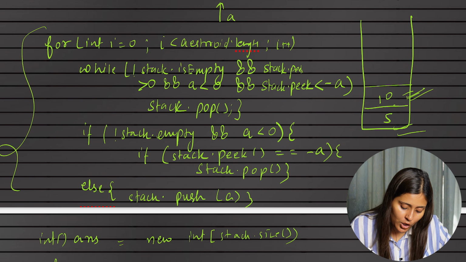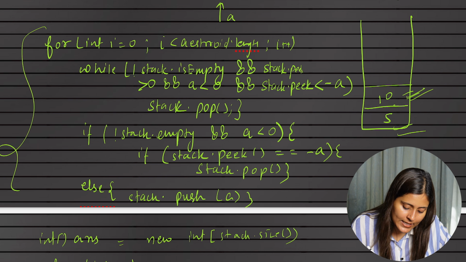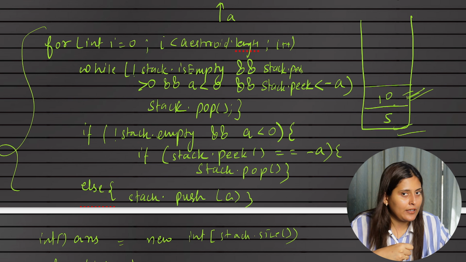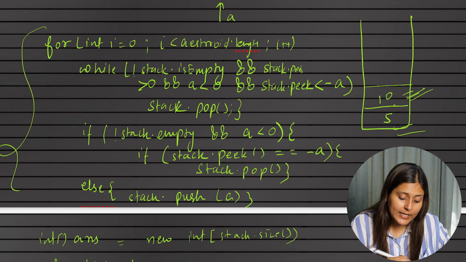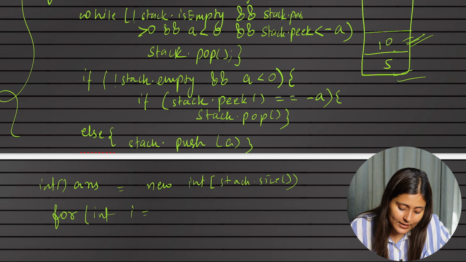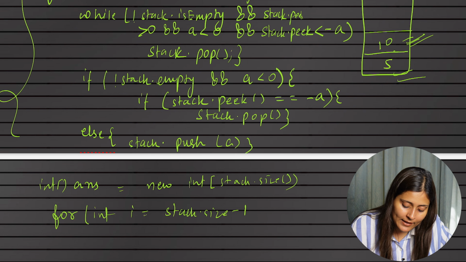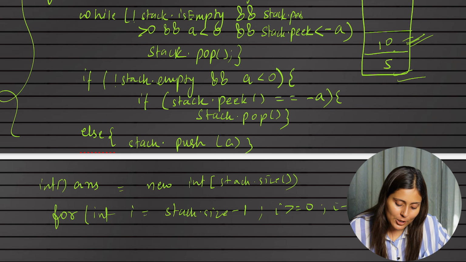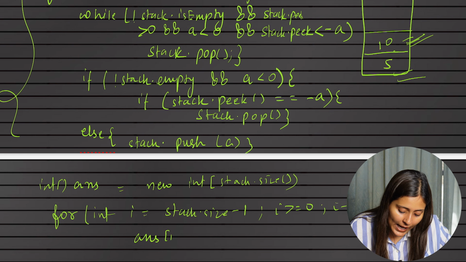Now we'll run the for loop for int I is equal to length. Okay, we don't want to pop from the end and push in the starting, otherwise it will become reverse, correct? So what I'll do, I'll read the index from stack dot size minus 1, means from the end, I greater than equal to 0 and I minus minus. So first index will be from the last. So what we'll do, in our answer of I we will put stack dot pop.